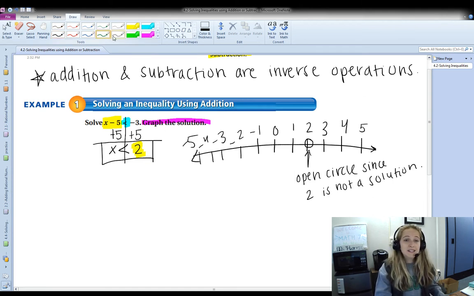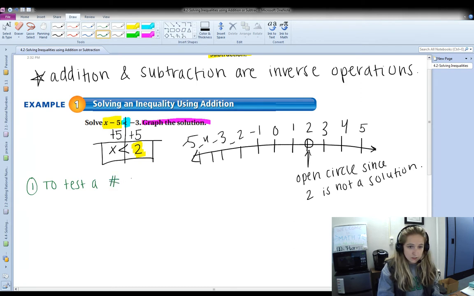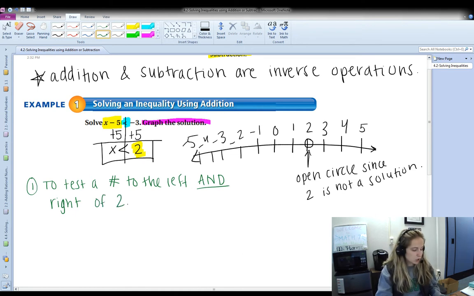Now the next step is we need to test points. Your first step is going to be to test a number to the left and the right of 2. So let's pretend x equals 0. You literally fill in that number where the x is. So it would be 0 is less than 2. Is 0 less than 2? Yes, I would agree. So we know that's right.